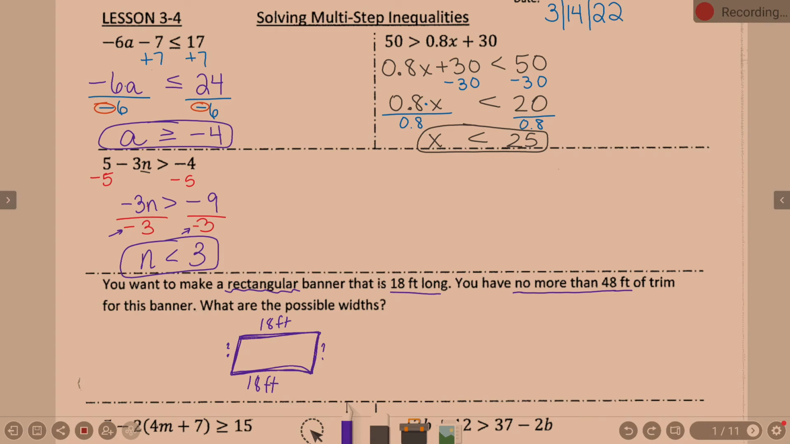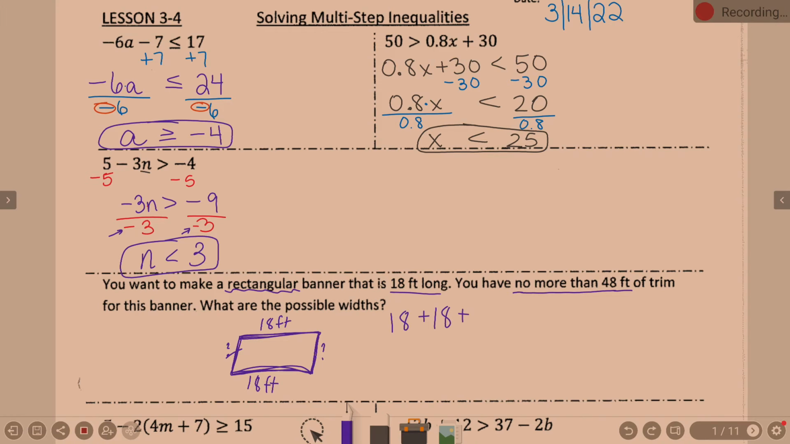So if we're talking about the trim of this banner, mathematically, what is that? What is the distance around a rectangle? Perimeter. Circumference is the specific word for the perimeter of a circle. So how do we find this? 18 plus 18, which gives you 36. Well, hold on. We've got to think inequality here. What can we use for these two sides if we don't know them?